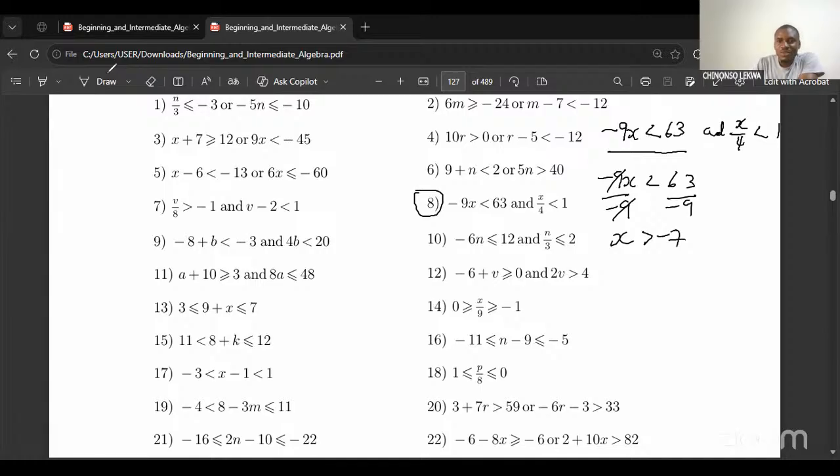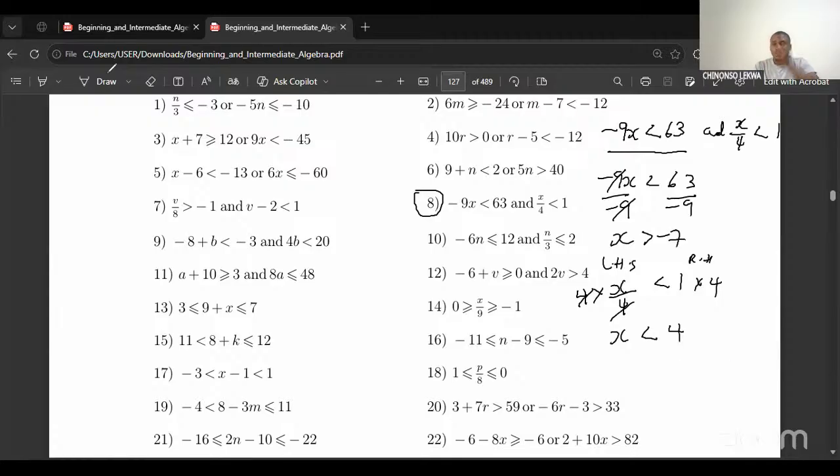Now I want to go on to the other side, which is x all over 4 is less than 1. Again, I want to get the value of x. To do that, I multiply through by 4, the left-hand side by 4 and the right-hand side by 4. This cancels this, so I'm left with x is less than 4.